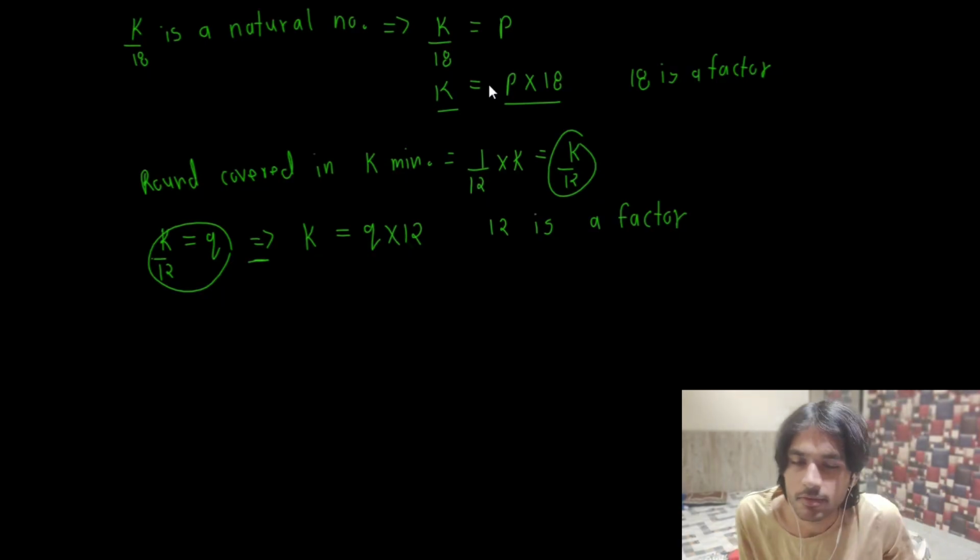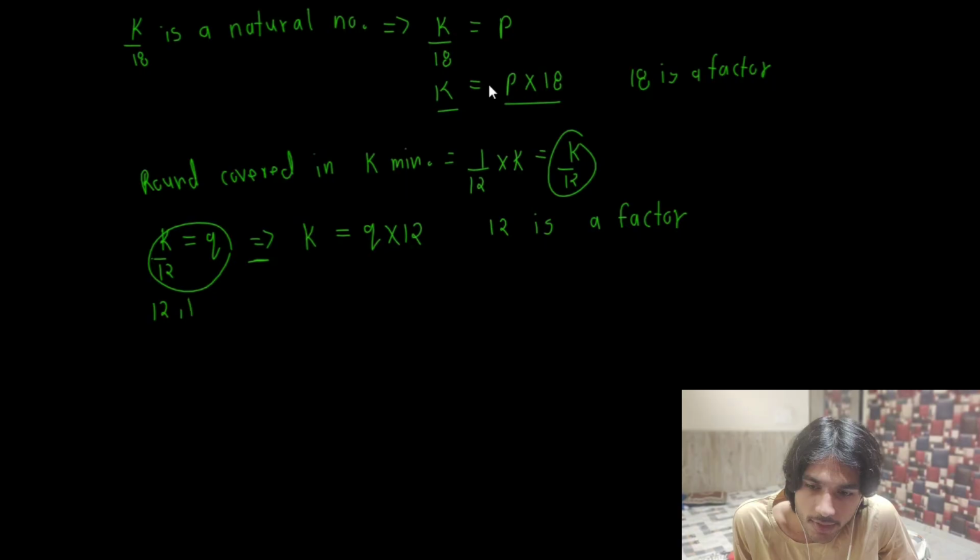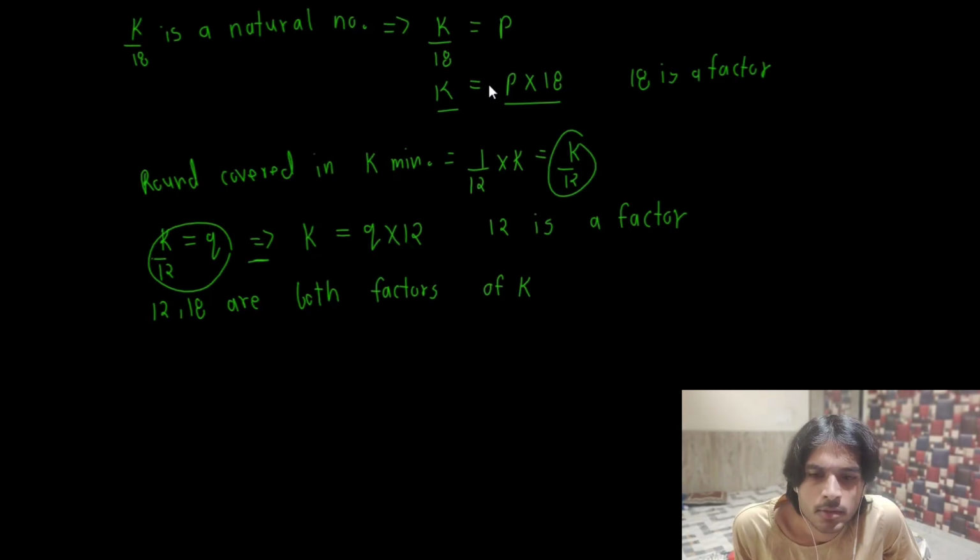And I have to find k when they will meet again. Okay. Now what? k is this, k is this. That means 12 and 18 are both factors of k. They are factors of k. If 12 and 18 both are factors of k, LCM is lowest common multiple, and HCF is highest common factor. So I have to find the LCM, right?